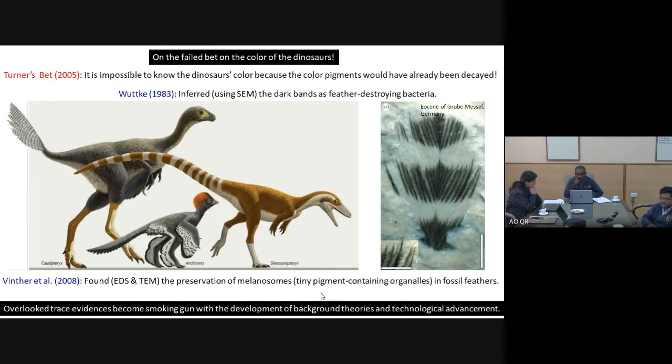Now I will explain how we do paleosciences through a case study, because a case study explains more. This case study is on a bet that failed, on the color of the dinosaurs. So what was the bet? Professor Turner, a famous philosopher of historical sciences, made a bet. It was impossible to know the dinosaur's color because the color pigments would have already decayed. So that was his bet.